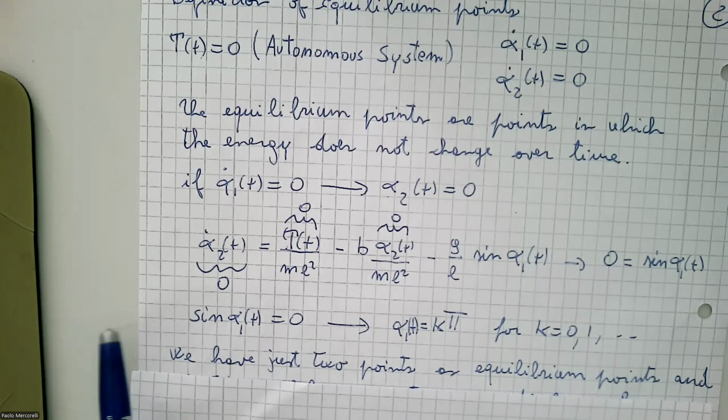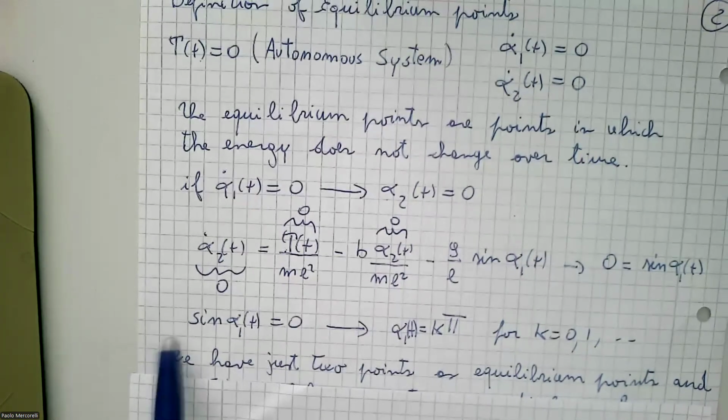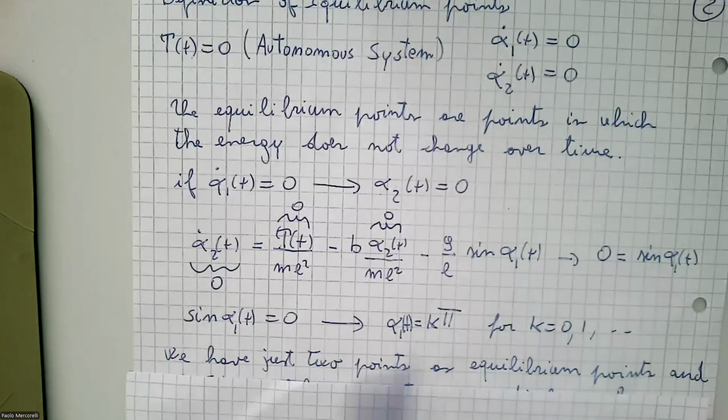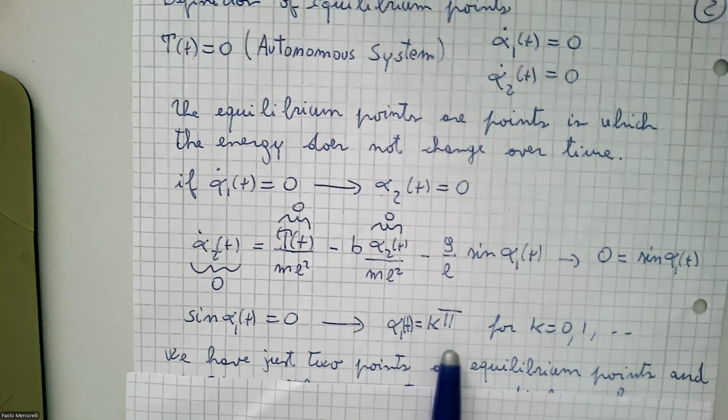You are better than me, I think. I'm sure about that in math. For k equals 0, 1, and so on, no? Because it's a periodical function. No? Periodic with respect to pi.